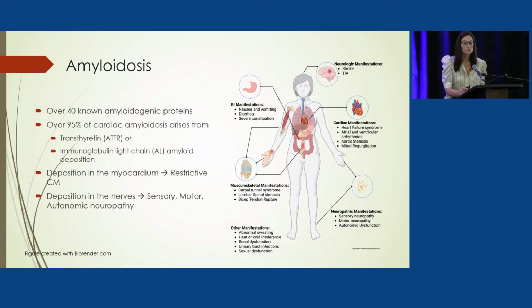So there are over 40 known amyloidogenic proteins. Over 95% of cardiac amyloidosis arises from either light chain, or AL, or transthyretin, ATTR, amyloid deposition. If it is deposited in the myocardium, it leads to a restrictive cardiomyopathy, and in the nerves, sensory, motor, and autonomic neuropathy. But as you can see from the figure on the right, amyloid can essentially be deposited in any organ.